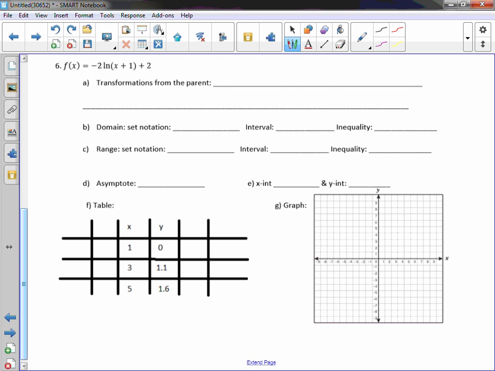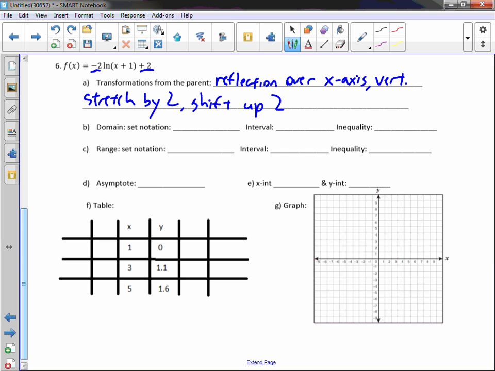So the transformations are going to work exactly the same. That negative in front is still a reflection over the x axis. The 2 is a vertical stretch by 2. That plus 2 is a shift up 2. And now we go inside the parentheses for our x transformations. That plus 1, x is lie, so it's a shift left 1.